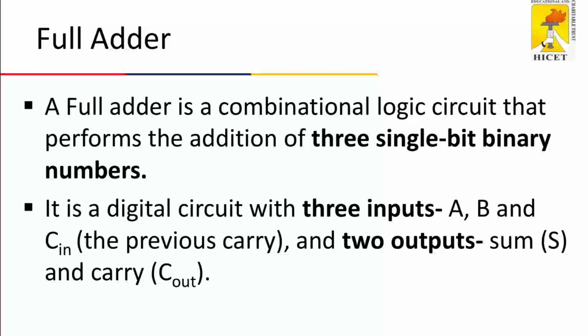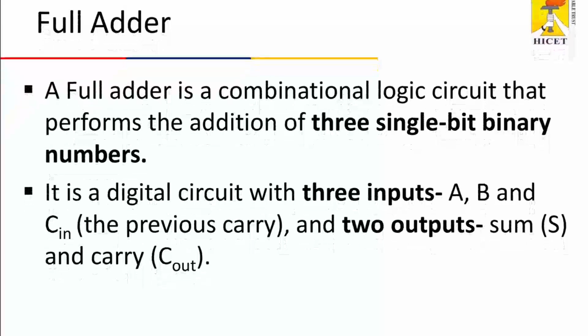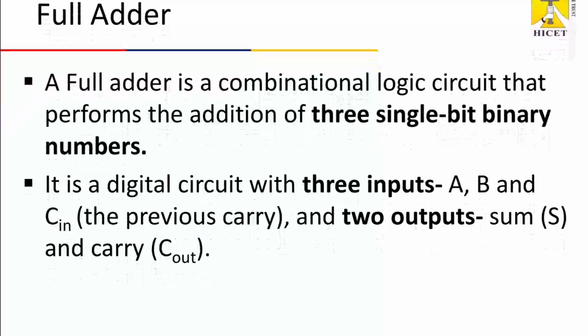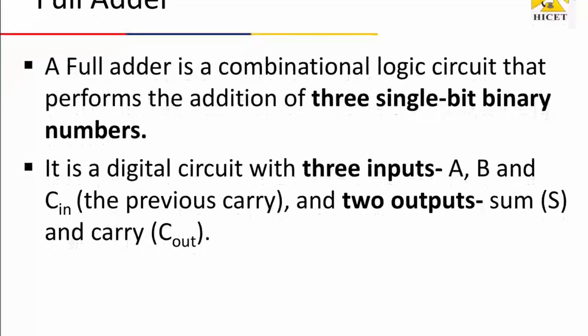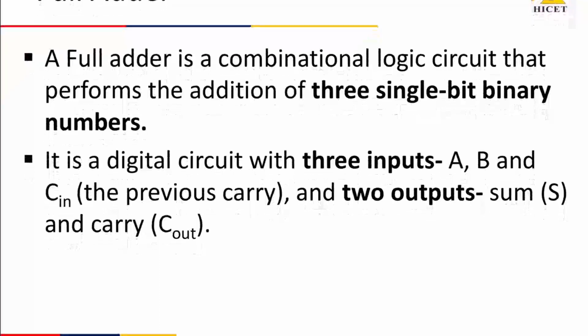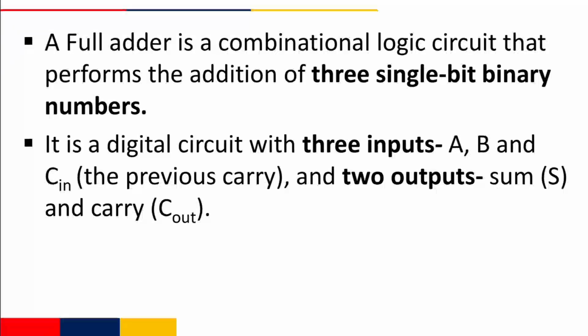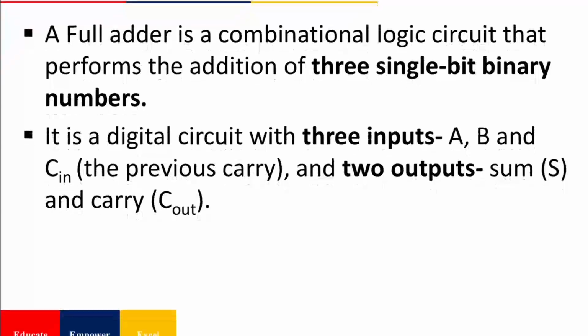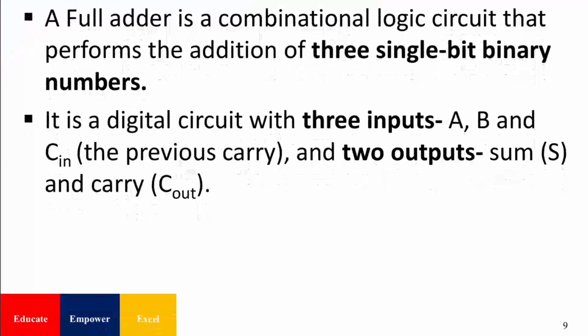A full adder is a combinational logic circuit with more capability. It adds 3 single bit binary numbers, 2 inputs A and B and an extra input called Cin, which stands for carry in from the previous addition stage. It produces two outputs, the sum S and the carry out Cout, which can be passed on to the next stage in multi-bit addition.